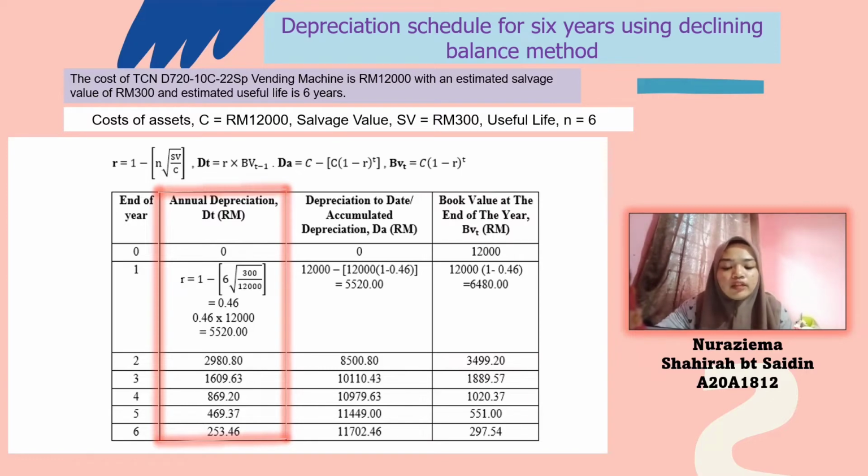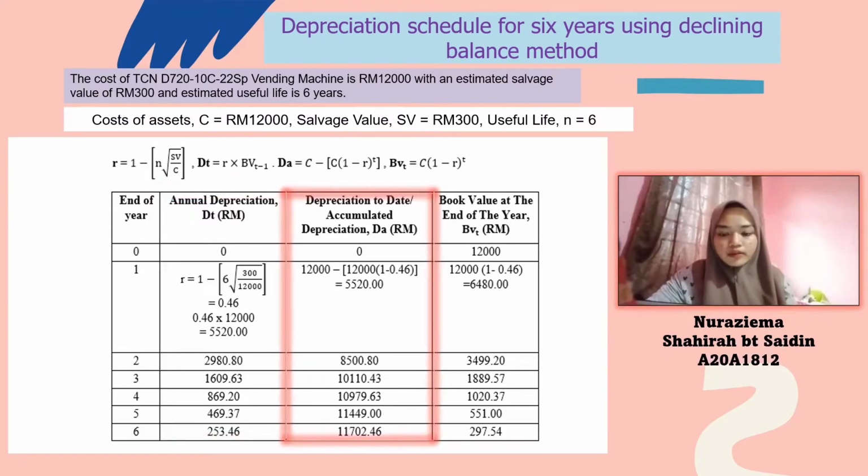So, we will get the 2,980 ringgit and 80 cent for the annual depreciation of year 2. For depreciation to date or accumulated depreciation, it's a simple calculation because based on the amount you got before, which is annual rate of depreciation, cost of asset, and useful life, you just need to put that amount into the accumulated depreciation formula and you will get the answer.